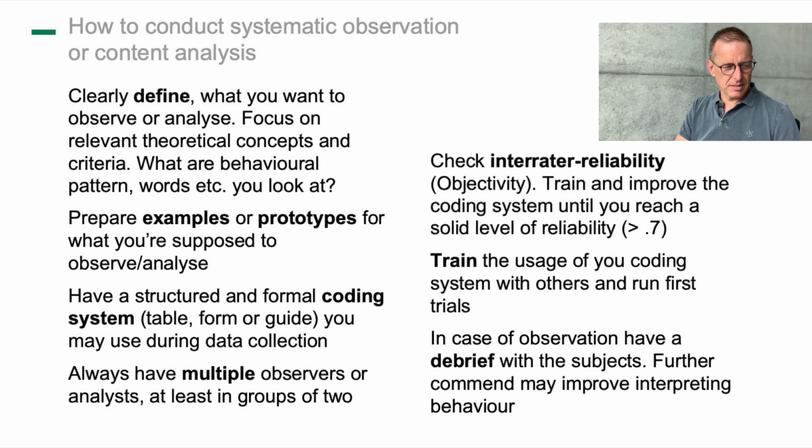So, okay. Systematic observation, content analysis. That's for the moment. And I think that were all the methods that we use in social research. There might be some more, but these are the most important ones. Testing, asking questions, observing, content analysis. So that's for the moment.